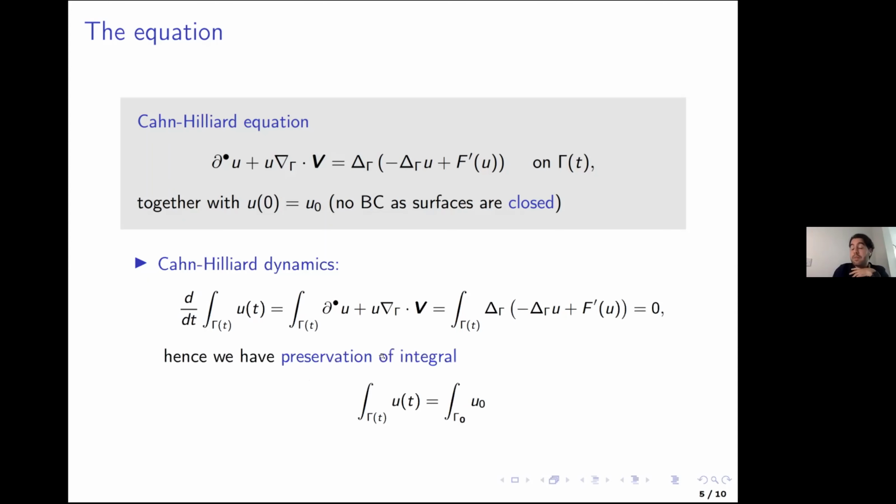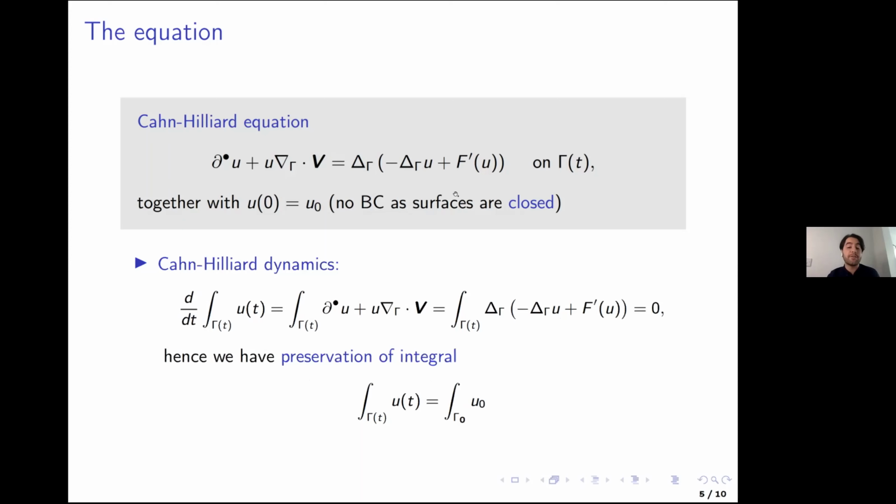So whatever initial integral we start with, this will be preserved over time, right? So this is an essential feature of the equation. I would really ask you to keep this in mind because this will play an important role afterwards, right? And now let me tell you a bit about the results we have obtained.